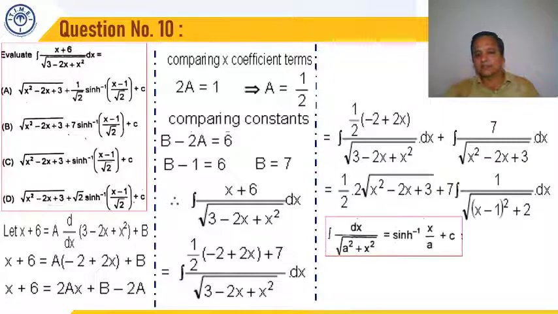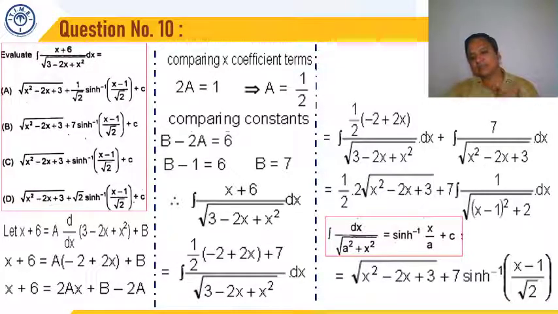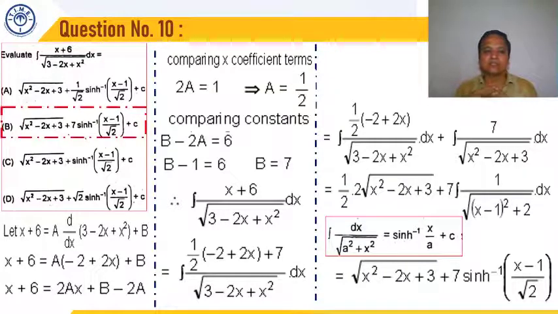It says dx upon root a square plus x square, integral is sine hyperbolic inverse x by a plus c. We just apply the formula. We had under root of x square minus 2x plus 3 plus 7 sine hyperbolic inverse x minus 1 by root 2. Now if we just look at the choices, only one choice satisfies this result. That is choice B. That is our answer.